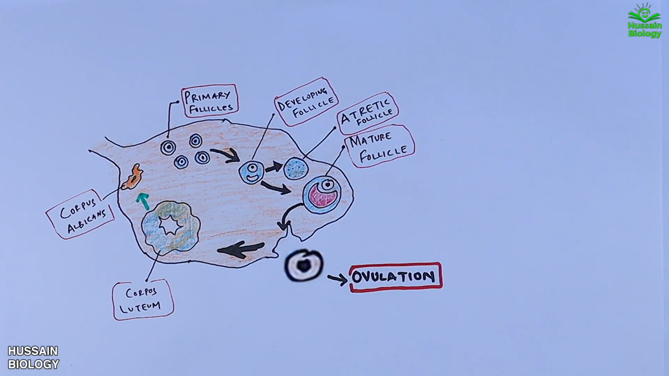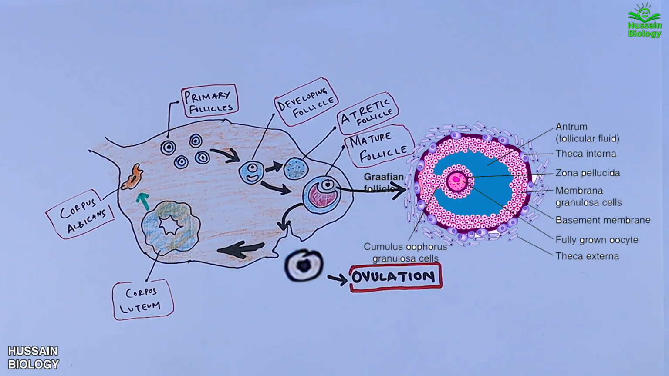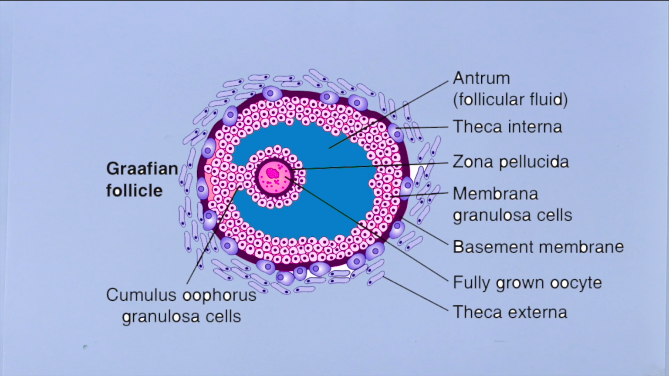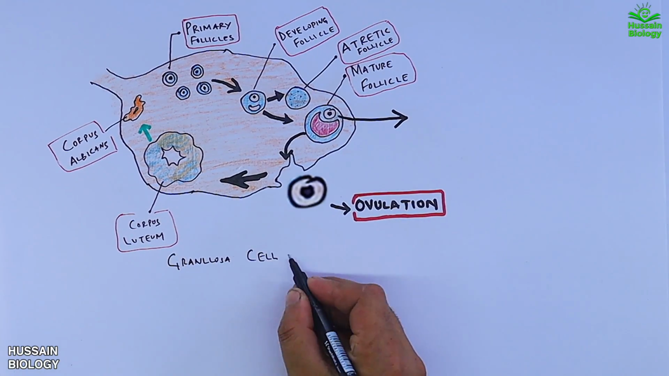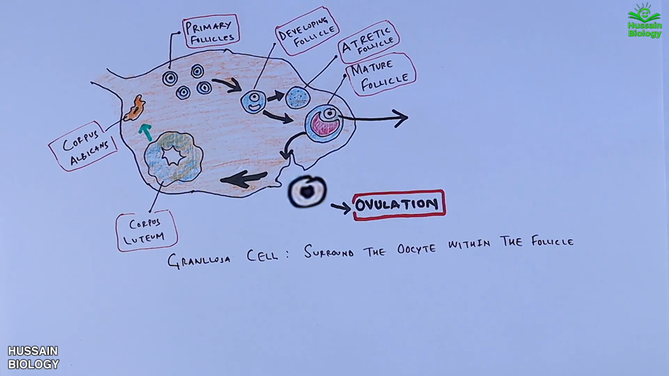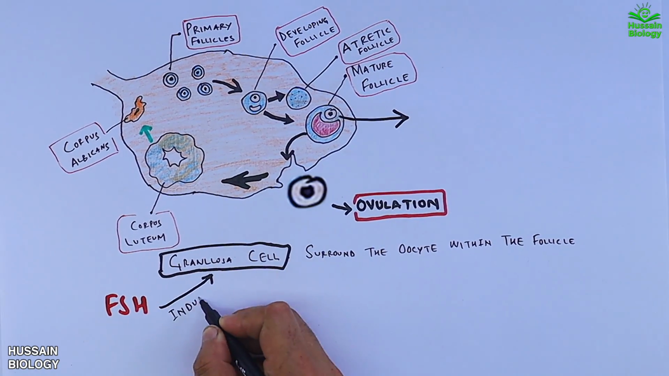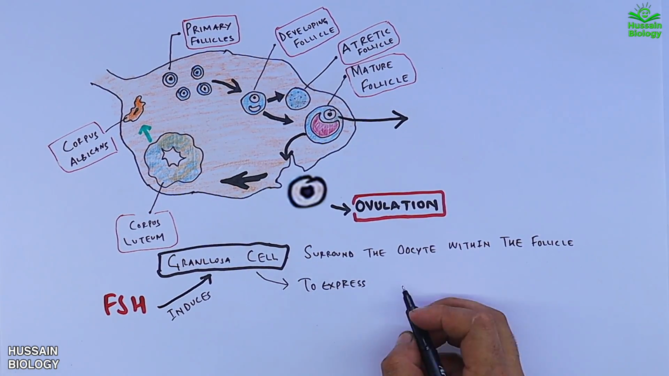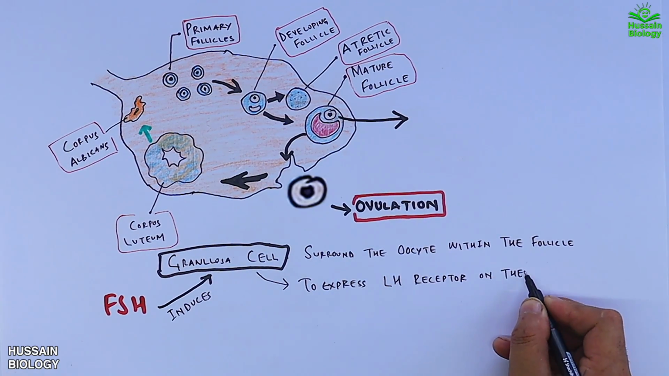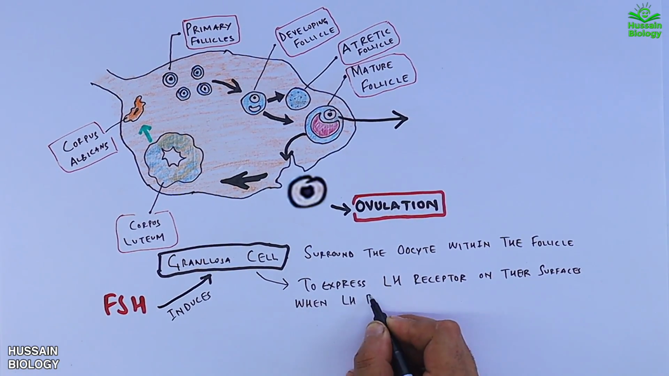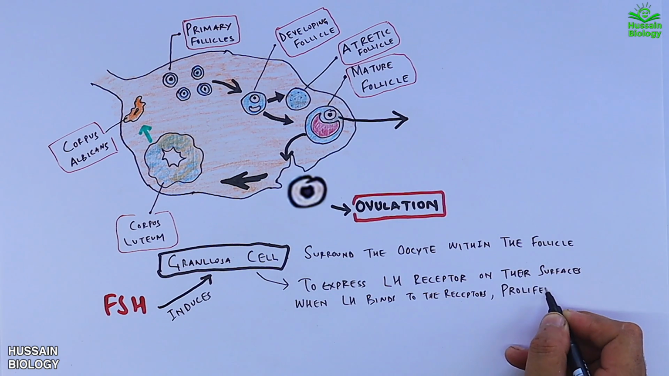Now let's dive into the Graafian follicle. Here in this diagram, we can see the Graafian follicle. In the middle, we have the fully grown oocyte. It has an antrum in the center, that's follicular fluid, membranous granulosa cells, theca interna and theca externa. The granulosa cells surround the oocyte within the follicle. FSH, that's follicle-stimulating hormone, induces the granulosa cells to express LH receptors on their surface. And when LH binds with these receptors, the proliferation stops.